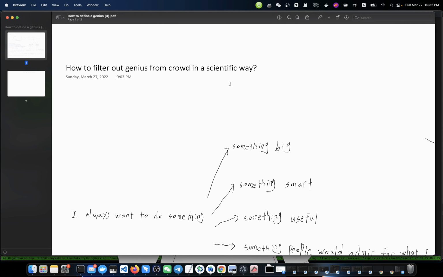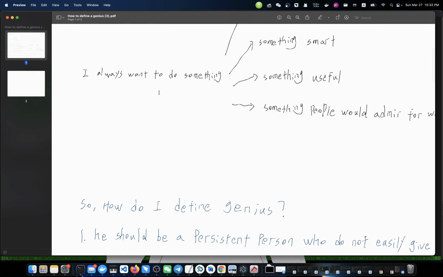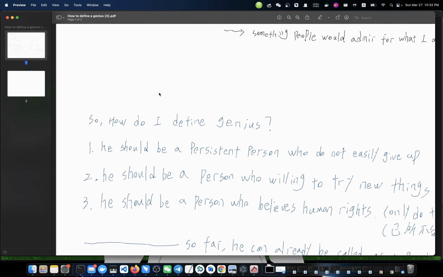So here, for the sentence, it is how to filter out genius from the crowd in a scientific way. If we want to filter out something from a group of materials, we first need to know what kind of stuff we want to get from that material, so we have to have a definition for the genius first, so that we can work with it. So how do we define the genius? This is what I wrote.